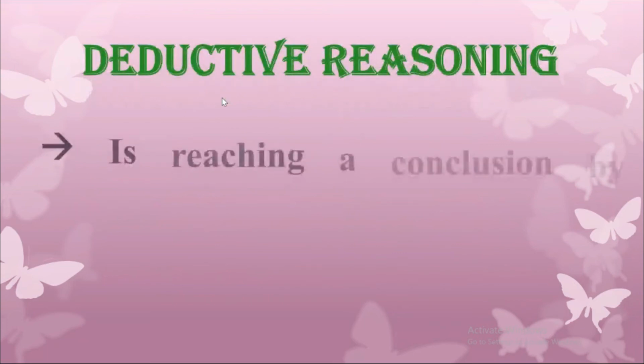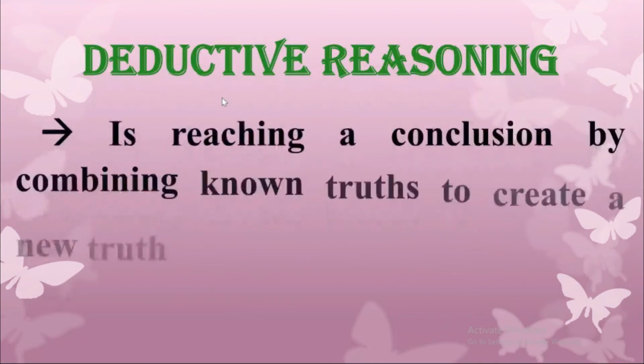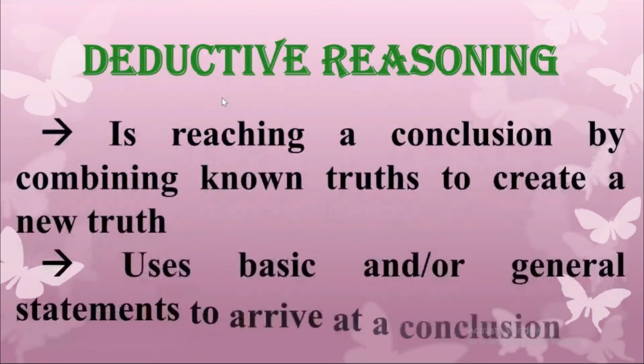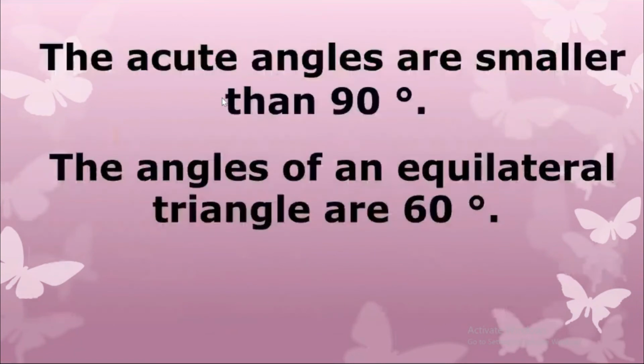So it's reaching a conclusion by combining known truths to create a new truth. It uses basic and or general statements to arrive at a conclusion. So this is already from general to specific. Let us have more examples.